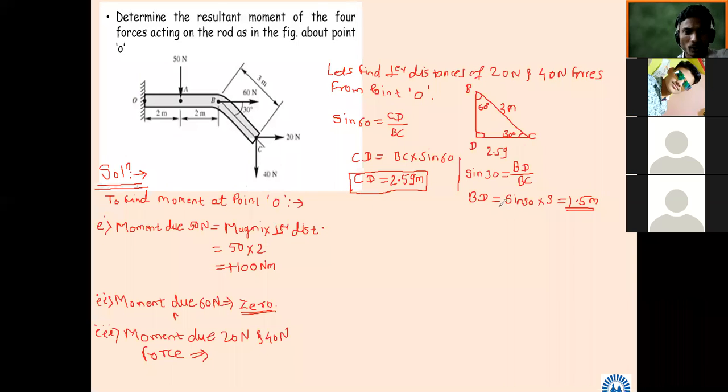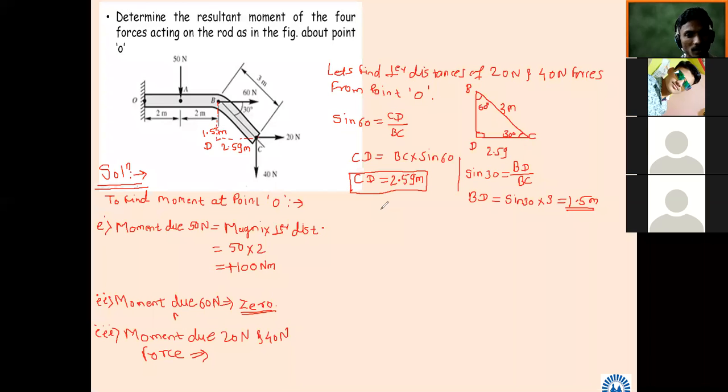So we have calculated, no issue now. What we have calculated, I am showing in the diagram. The distance we have named D. CD, how much is it? CD is 2.59. And what is this vertical distance? I will write 1.5. In the diagram I have shown it, and I will write meter. Now the distances are known for the 20 Newton force and the 40 Newton force.